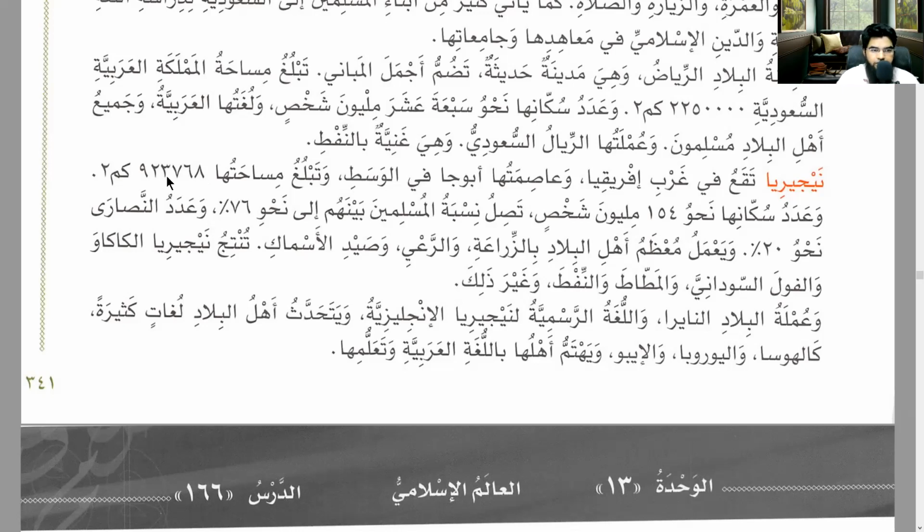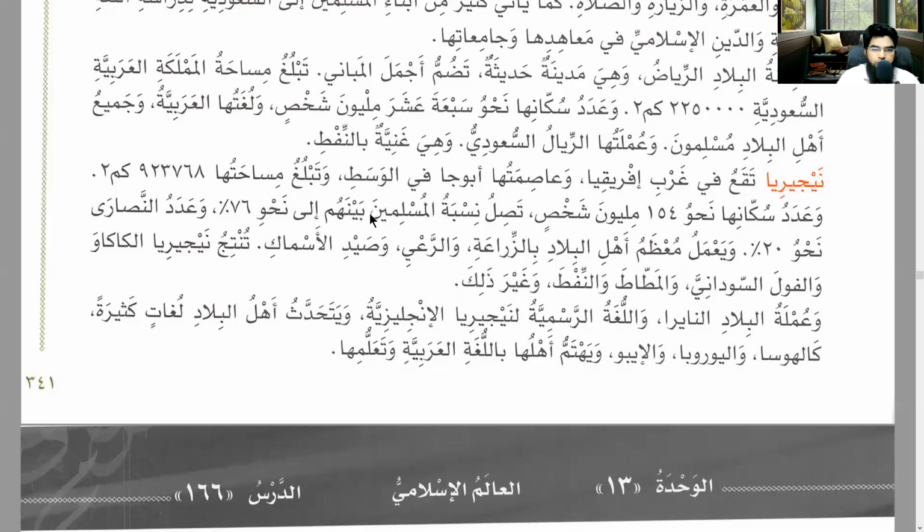923,768 kilometers square. وعدد سكانها, and the number of people نحو 153 million. Right? How can you say 153? In Arabic you can say أربعة وخمسين ومئة. Or you can start with units, or you can start with tens also. So you can start with Mia also. Miyatun wa Albatun wa Khamsin. You can do anything. You can start from the units to hundreds and tens, or you can go like this. Million shakhsan, million people.